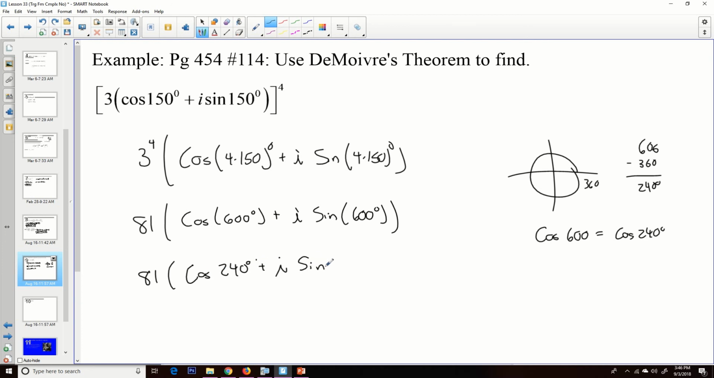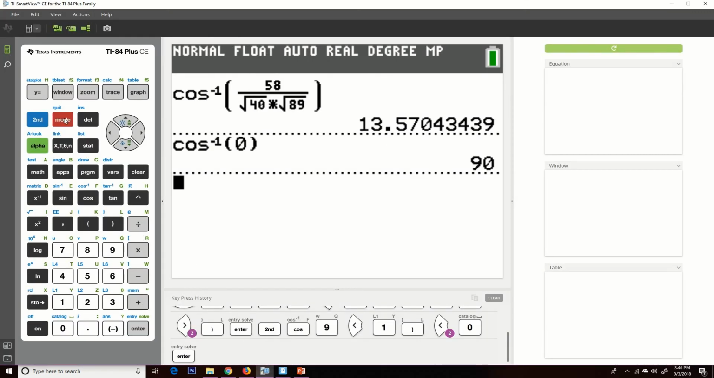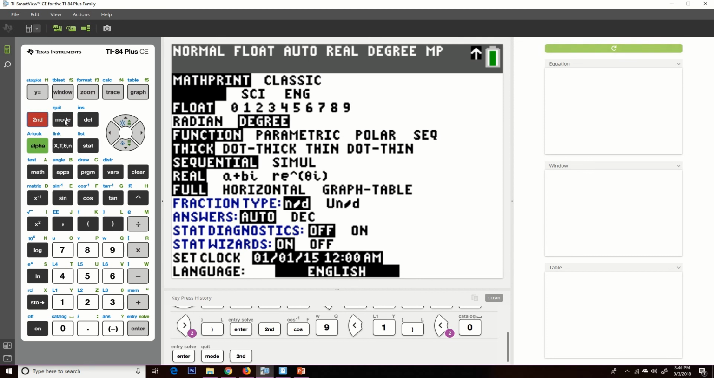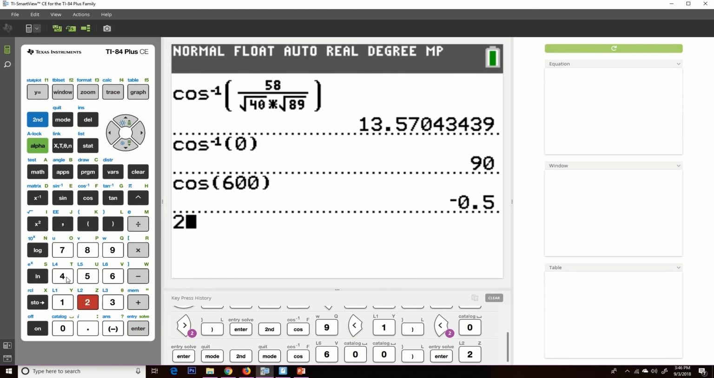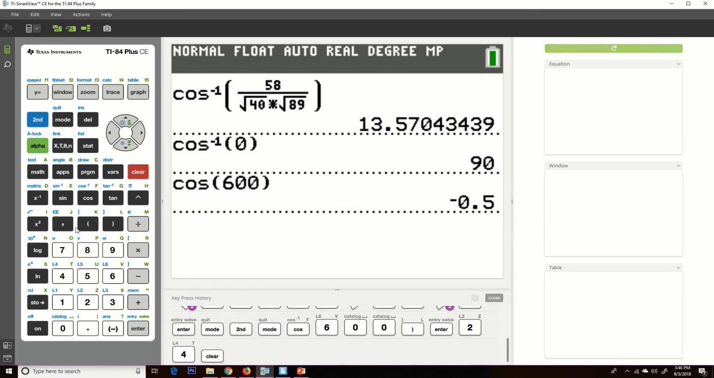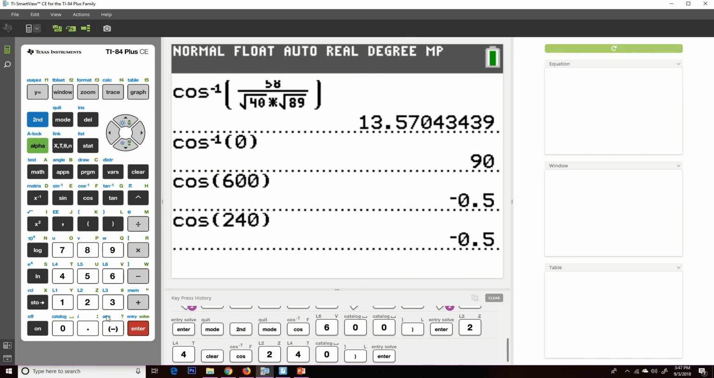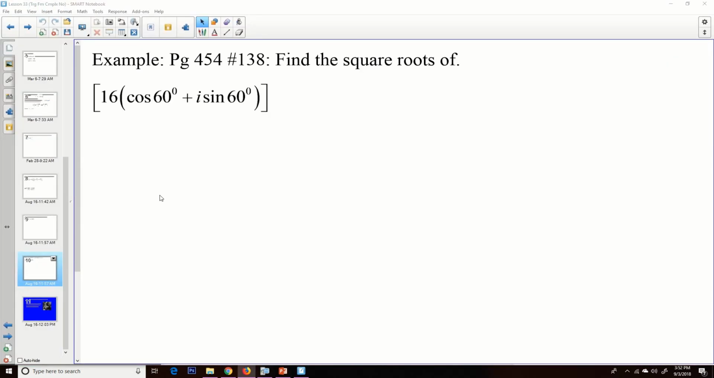And if you're unsure about that, we could go to our mode, check that we're in degree mode, quit that out. And if I go the cosine of 600, do I get the same value if I go the cosine of 240 degrees? And this is me just checking it out. I get the same value both times. So those are equivalent.